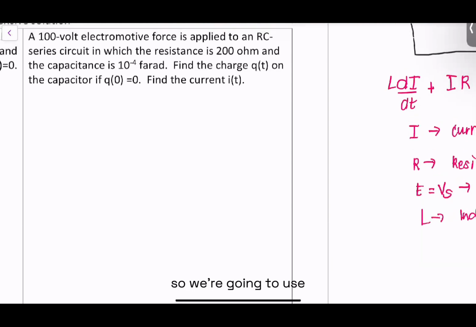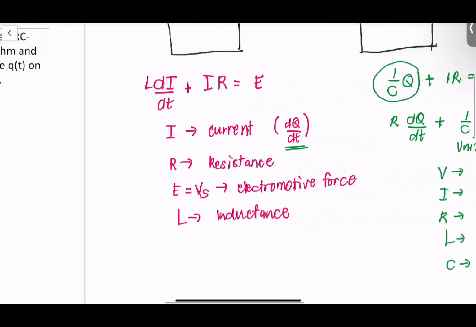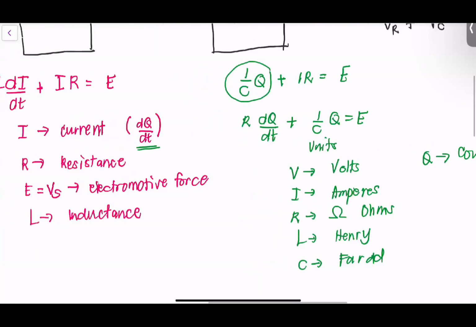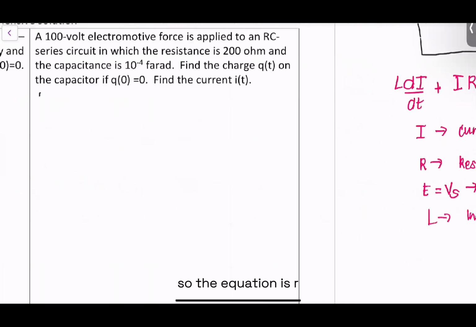So we're going to use the equation for the simple RC circuit. So R dq over dt plus 1 over C q equal to E. So the equation is R dq over dt plus 1 over C q equal to E.